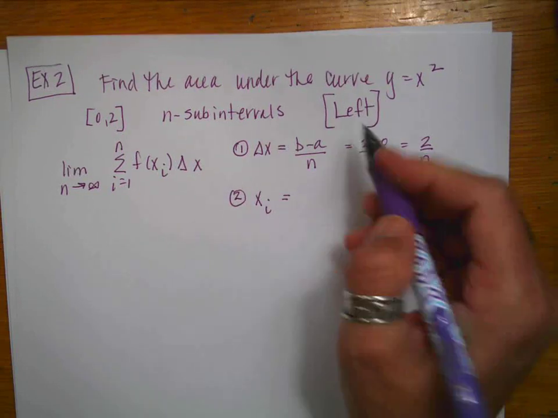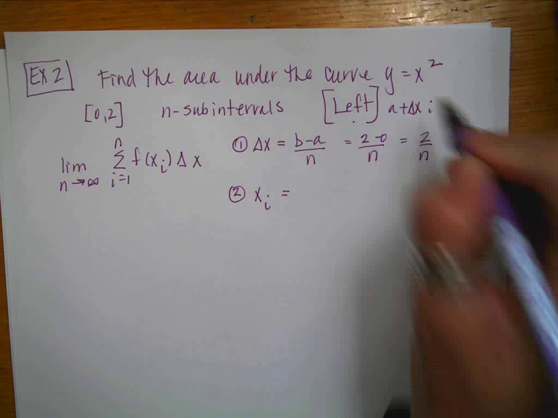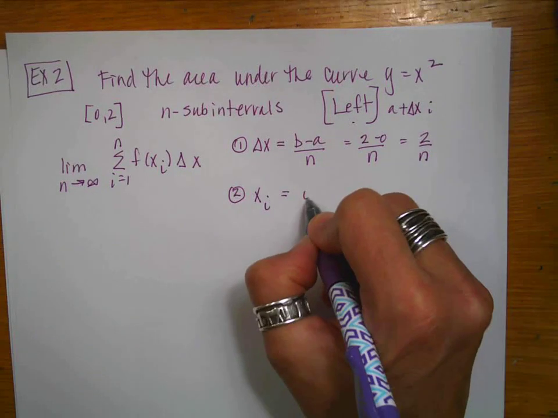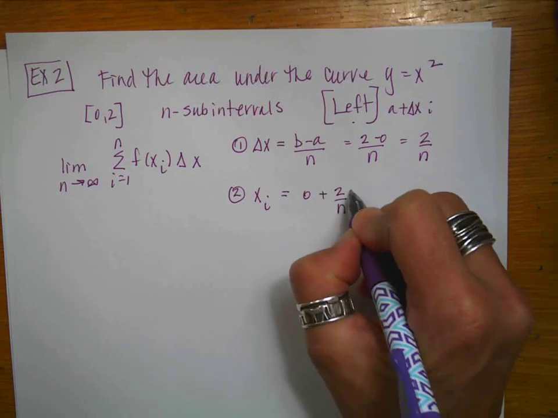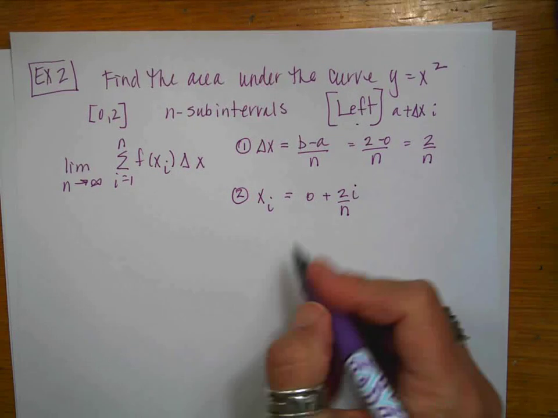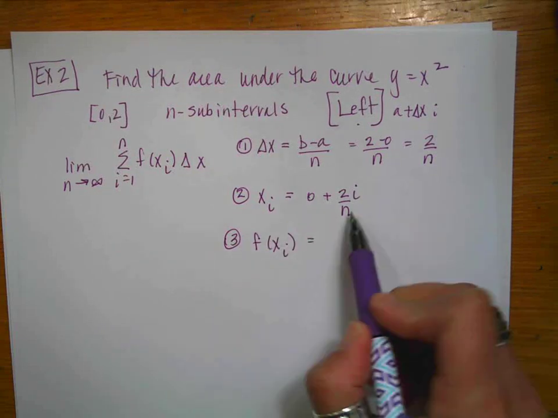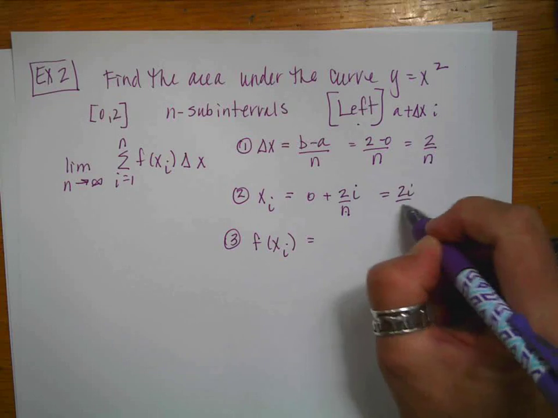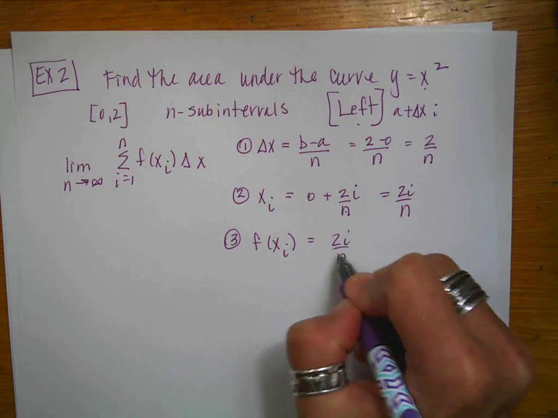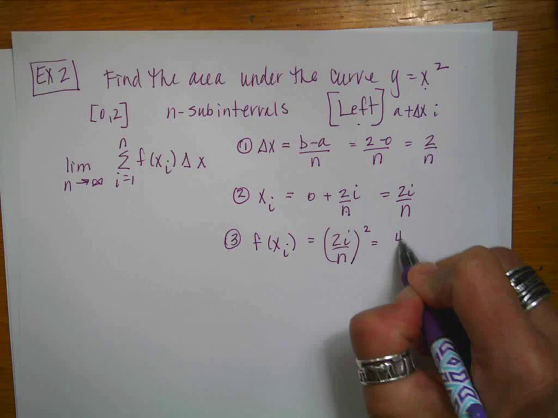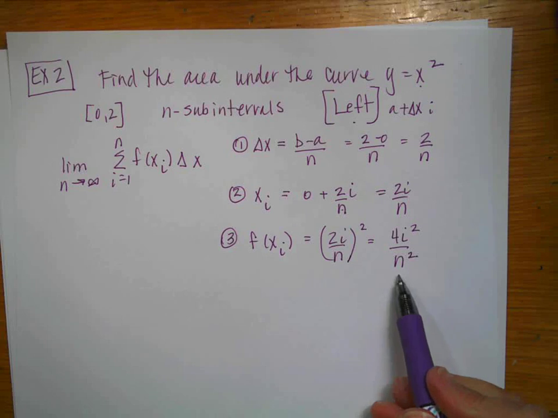The next thing that I'm going to do is I'm going to figure out x sub i. And we're doing a left, so I'm going to write a plus delta x times i. Okay, so it's going to be a, which was 0, and then plus my 2 over n, there's my delta x, times i. Okay, the next thing that I'm going to do is I'm going to do f of x sub i. So I'm going to substitute the 2i over n into my original function. And so I'm going to get 2i over n quantity squared, which is 4i squared over n squared.